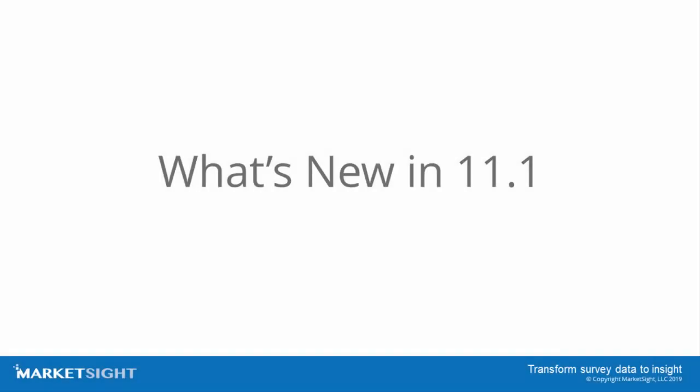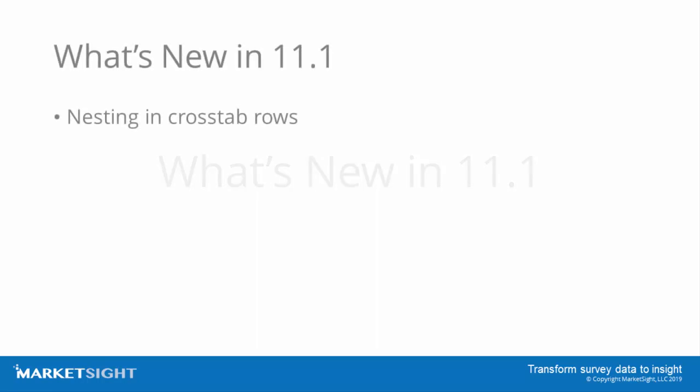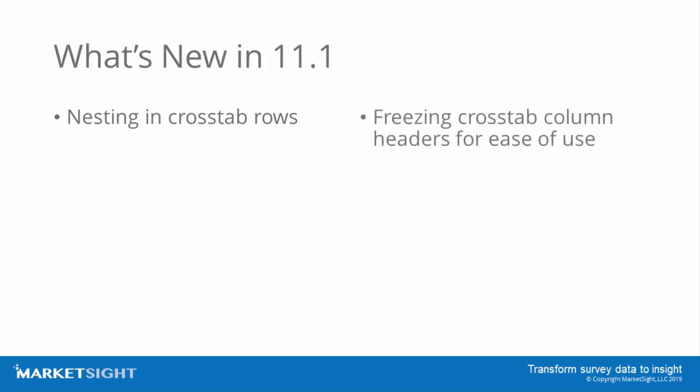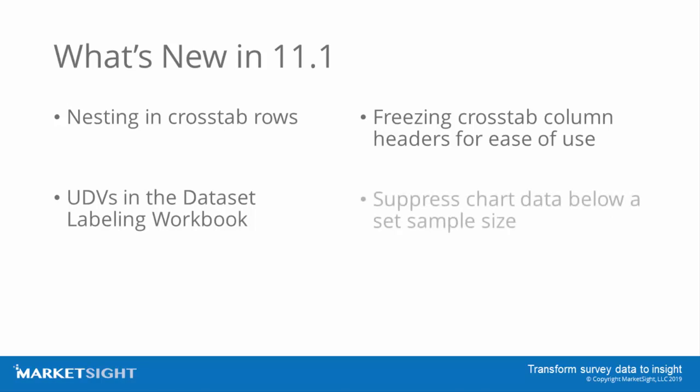In this short video, we'll highlight the major new updates in MarketSight 11.1. This release adds nesting to crosstab rows, freezing crosstab column headers for ease of use, the ability to create user-defined variables through the Dataset Labeling Workbook, and several chart improvements like the ability to suppress data that's below a set sample size.